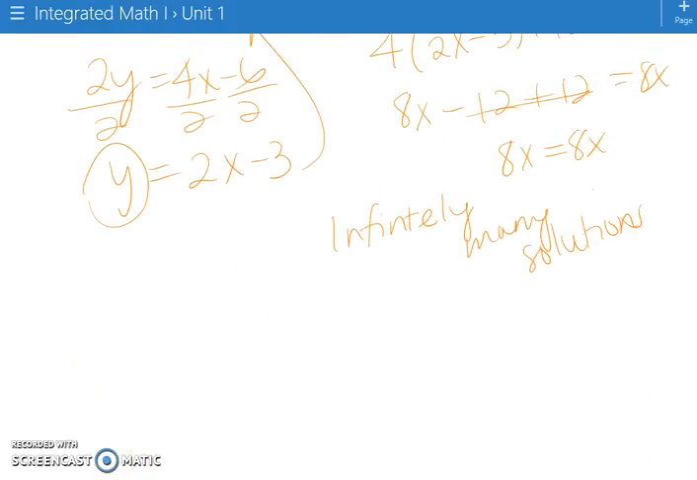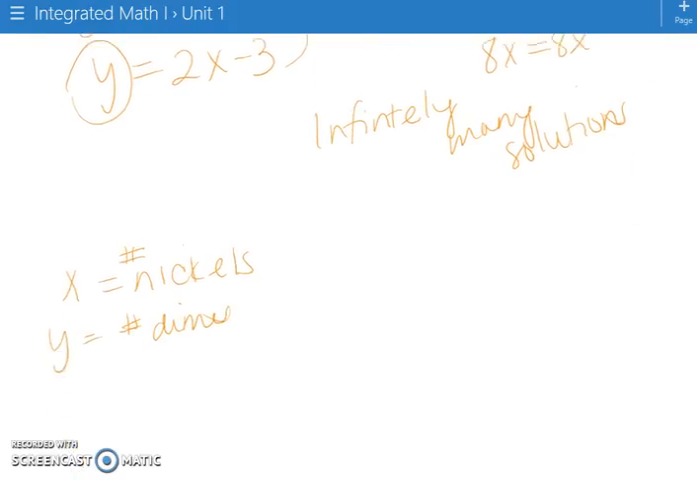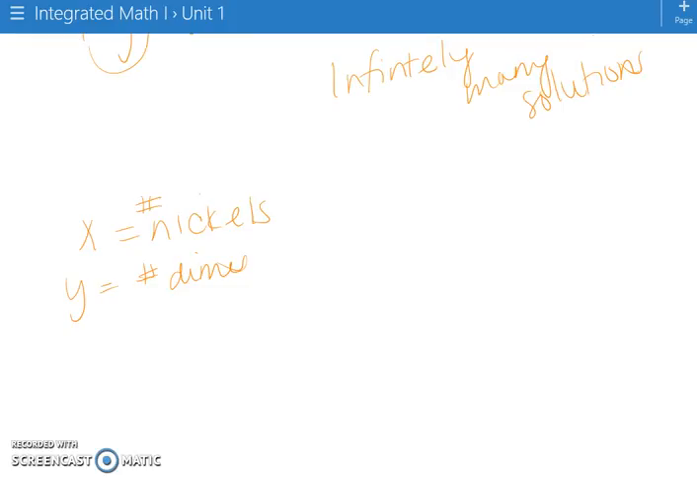Alright, let's do the word problem, then we're done. If Robert has 10 coins, all nickels and dimes, worth 70 cents, how many of each kind of coin does he have? So that question at the end lets me know what my two variables are going to be. Let x represent the number of nickels, and I'll let y represent the number of dimes. So I know that he has 10 coins. This must mean x plus y equals 10. The number of nickels plus the number of dimes will equal the total of 10 coins.